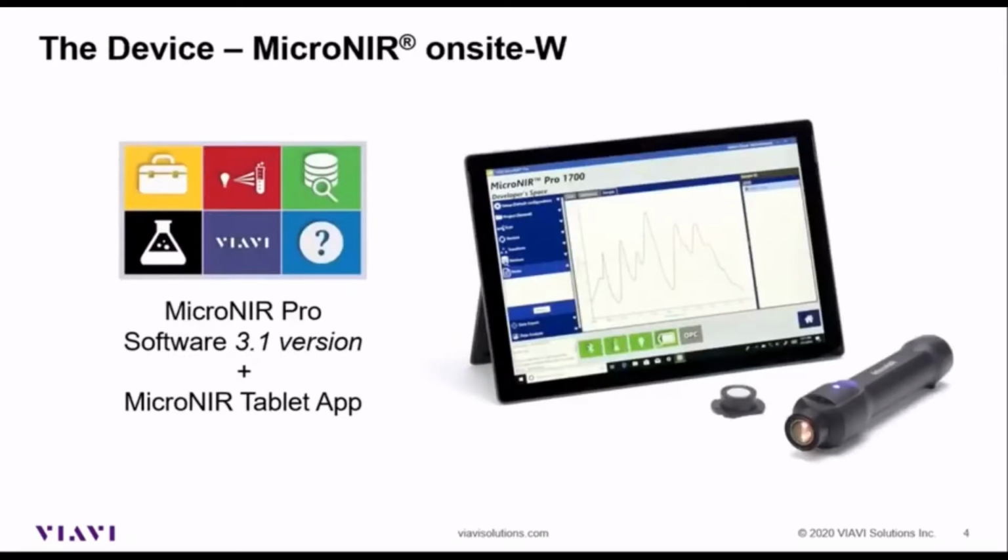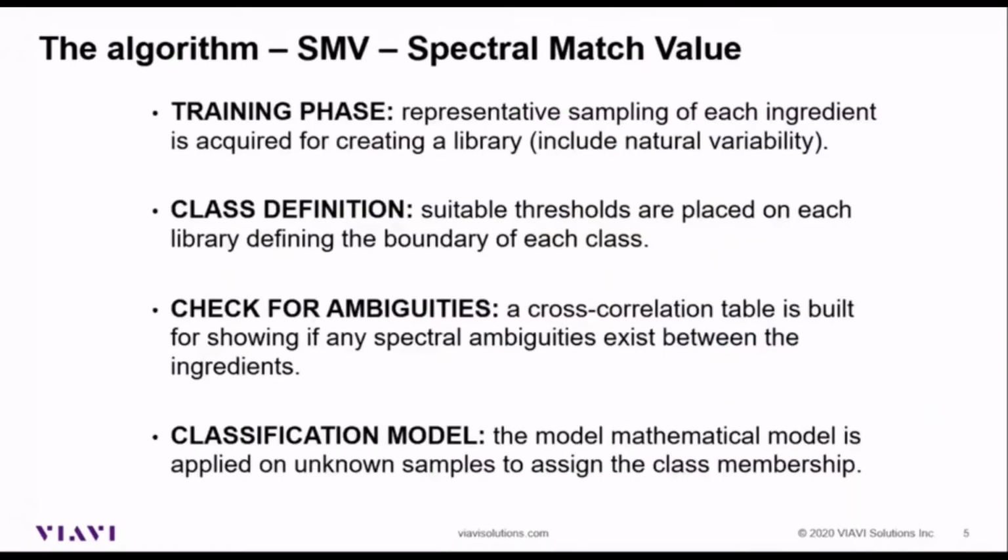I have with me one MicroNIR OnSite-W, my reference standard, and my personal computer, in which I installed the MicroNIR Pro software version 3.1 and the MicroNIR tablet app. The classification of different raw materials, the procedure of raw material identification, is based on an algorithm called spectral match value. And this algorithm will follow 4 different steps.